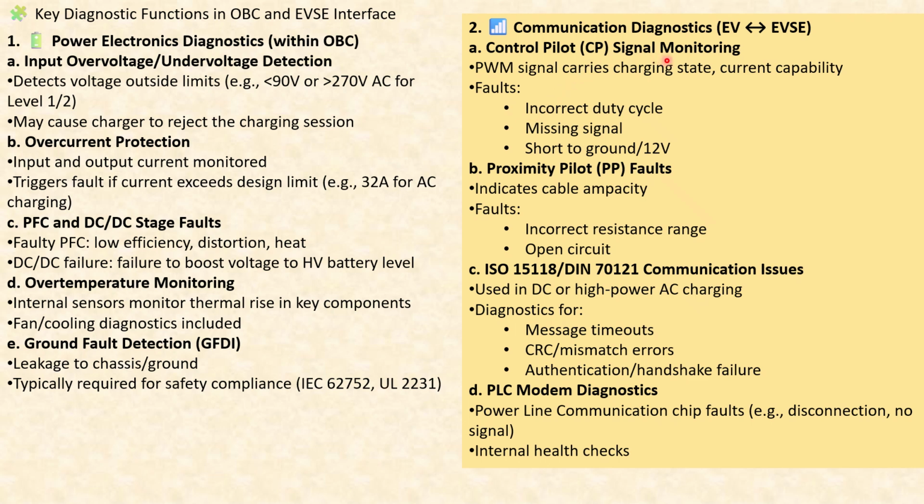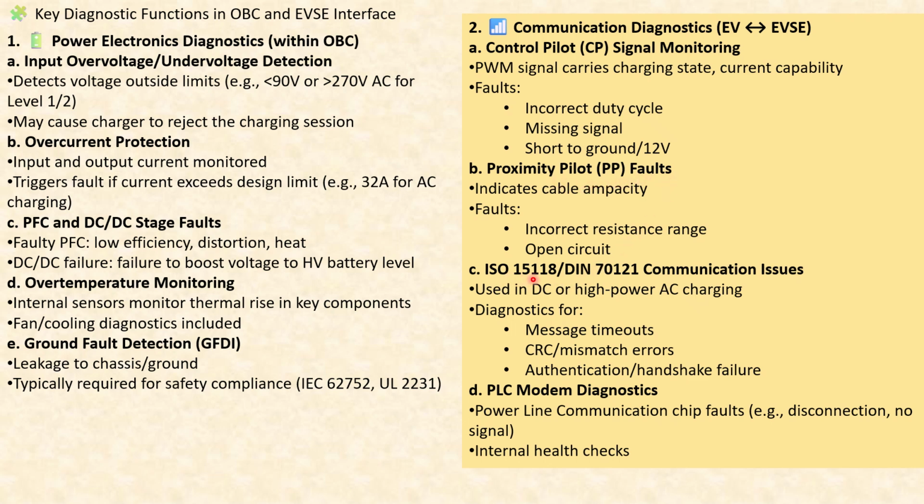Now, when it comes to communication diagnostics from electric vehicle to electric vehicle supply equipment, first is control pilot signal monitoring. The PWM signal carries the charging state and current capability, and the faults are incorrect duty cycle, missing cycle, and short to ground. So these are all the various faults that can sprout up when you are doing control pilot signal monitoring. Next is proximity pilot, which indicates the cable ampacity. When it comes to faults, they are incorrect resistance range and open circuit. So these are the faults that can pop up during proximity pilot monitoring.